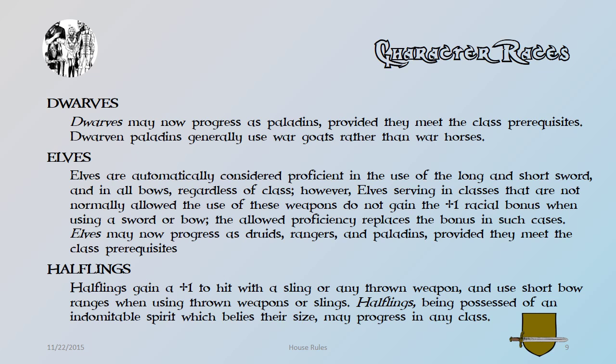A couple key things that you'll see here: the elves. I did make little tweaks to them. Every elf starts off with proficiency in a longbow and a short sword. I'm sorry, long and short sword, and all bows. So I do use broad groups. You'll see that when we get there.